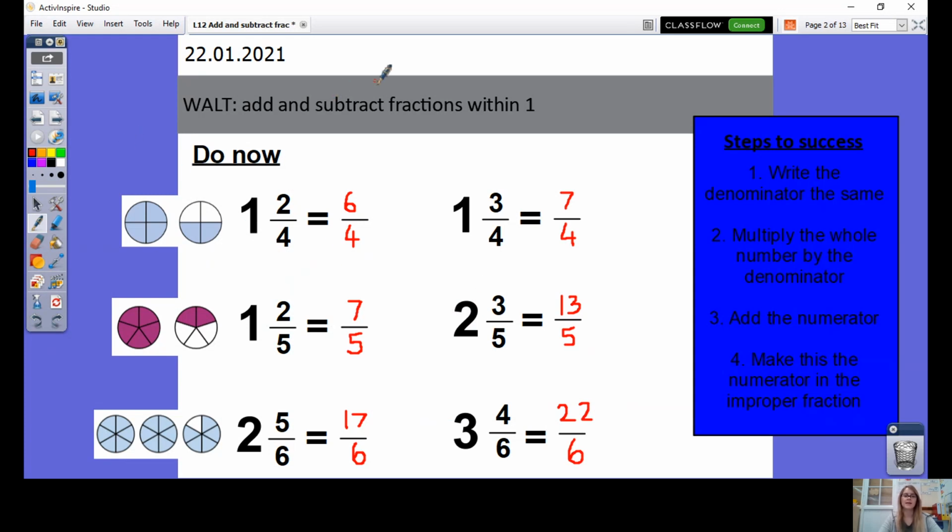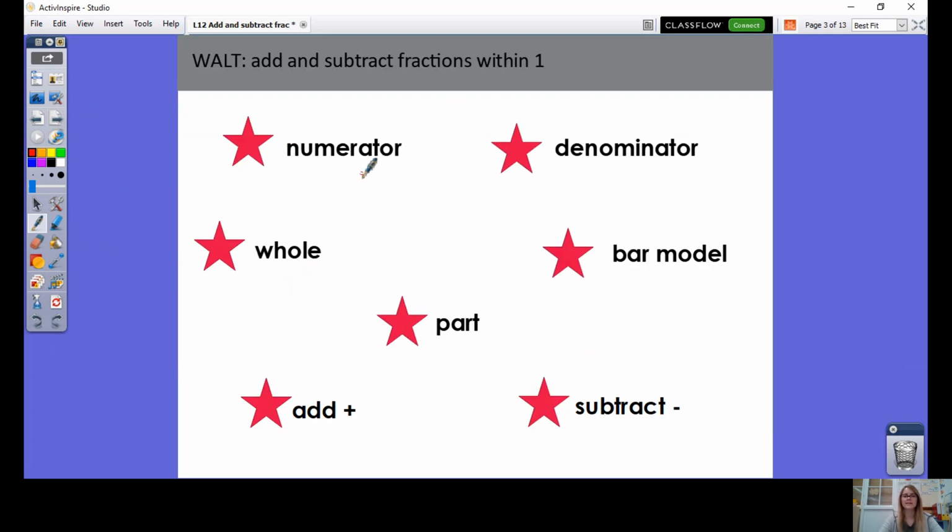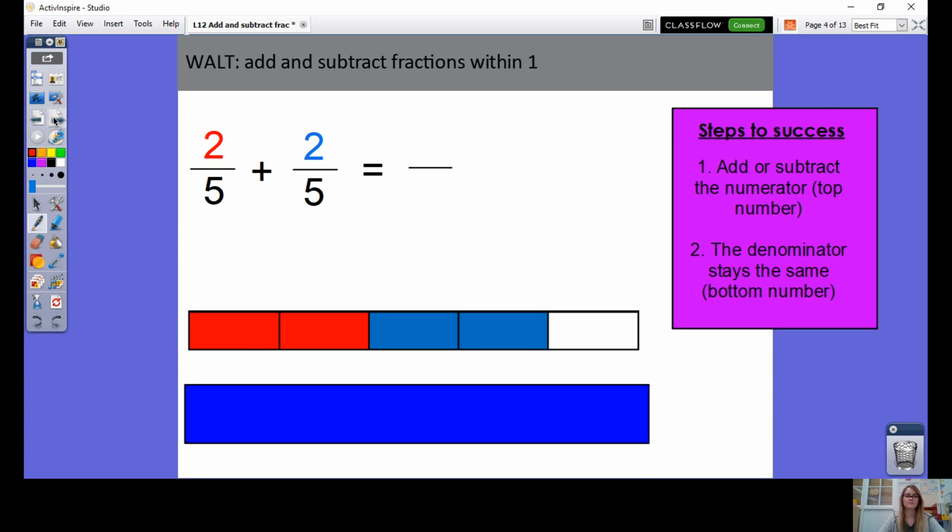Okay, so as I said, today we're going to be adding and subtracting fractions within 1. So that is fractions that are less than 1, our unit and non-unit fractions. So our keywords: numerator, denominator, whole, bar model, part, and add and subtract. We should be really familiar with all of these words now because we've been using them in all of our lessons. So let's get started. Okay, so we've got our steps to success at the side, and we're also going to be using our bar models to help us check our answers today as well.